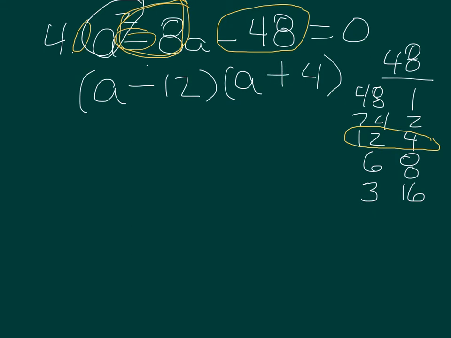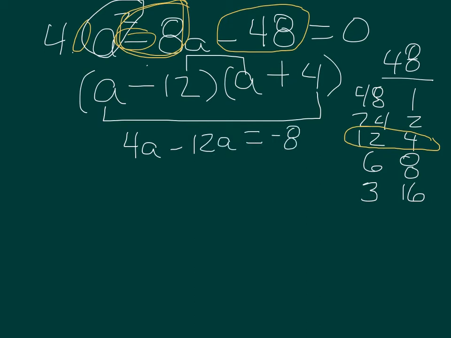So let me work through this. Again, how we test these is you take the last and you multiply those together. Those give me 4a. And then you take the inside and you multiply those together. And that gives me minus 12a, which definitely equals negative 8a. So I got negative 8a there. Negative 8a there. I'm good.